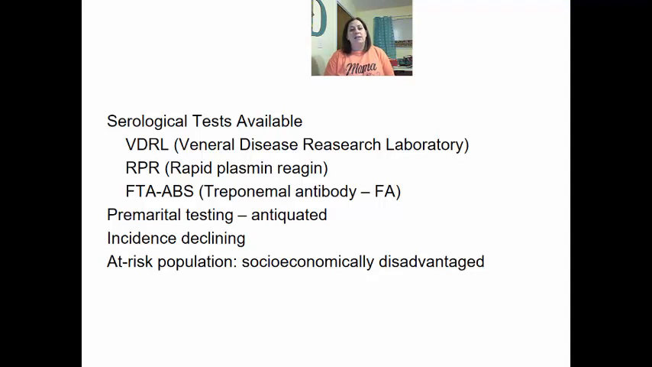We also see that there is the premarital testing, but this is antiquated. Used to, whenever you were going to get married, you would have to do premarital blood testing, and syphilis was one of the things they were looking for. Now this is not done. The incidence of syphilis is declining, but the at-risk population are these socially, economically disadvantaged individuals.